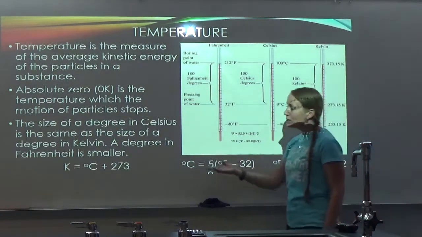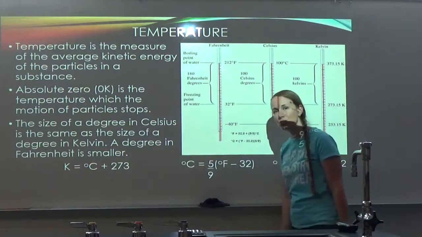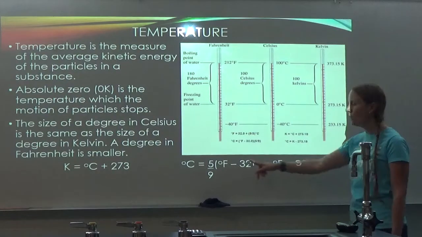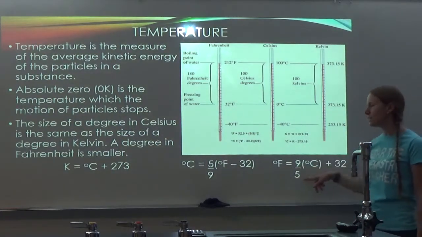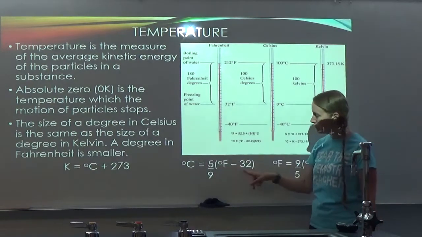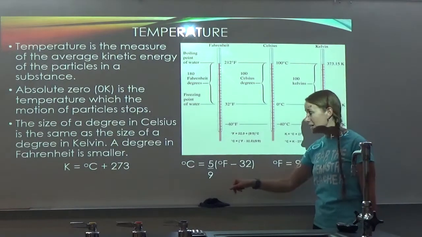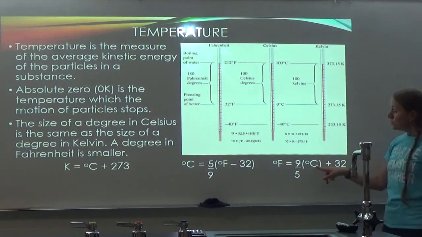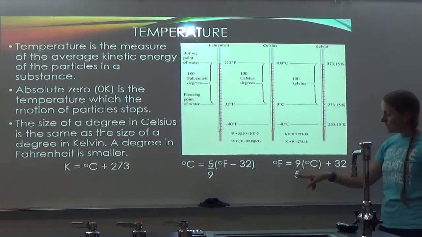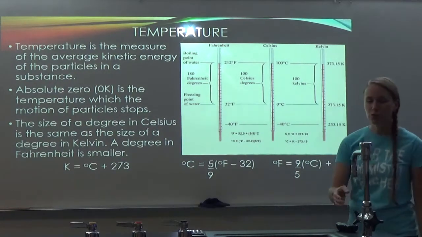Okay, and then we use this formula frequently to get from Celsius to Kelvin. We add 273. We barely ever use these because we don't use Fahrenheit very often. But just remember, if you do need this formula, you do Fahrenheit minus 32 first, then times the 5/9. To use this formula, you multiply Celsius by 9/5 first, and then add the 32. So make sure you follow your order of operations.